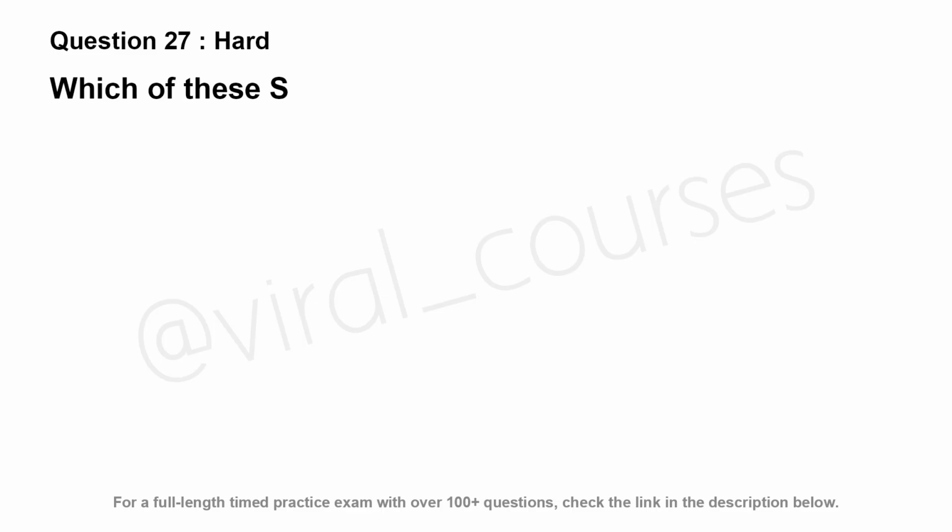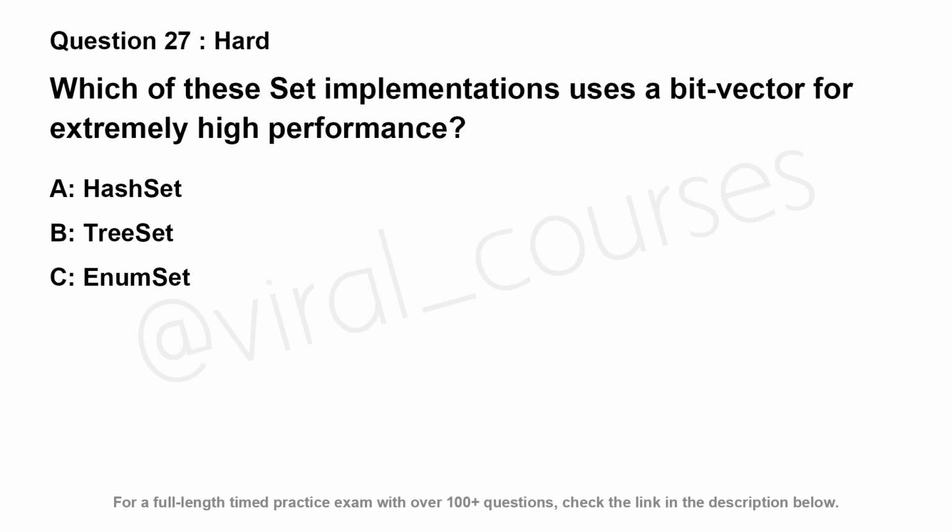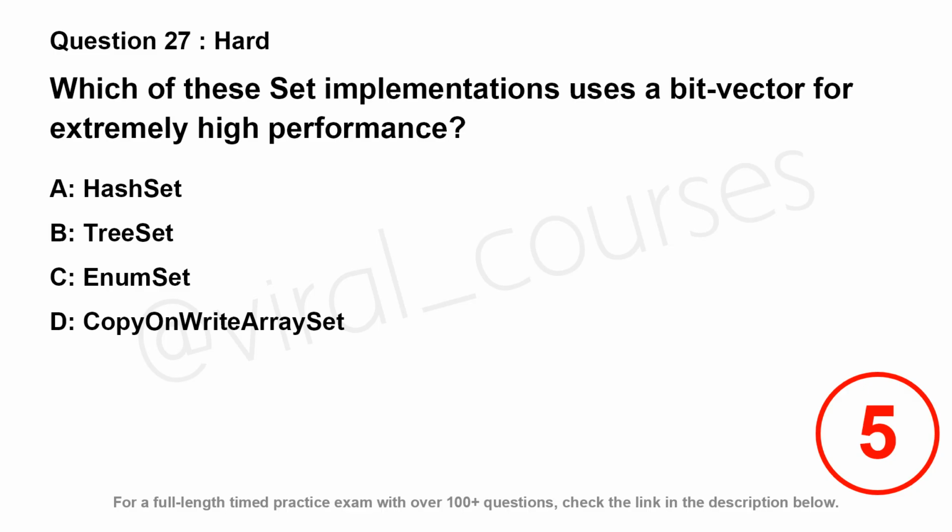Which of these Set implementations uses a bit vector for extremely high performance? Option A. HashSet. Option B. TreeSet. Option C. EnumSet. Option D. CopyOnWriteArraySet.